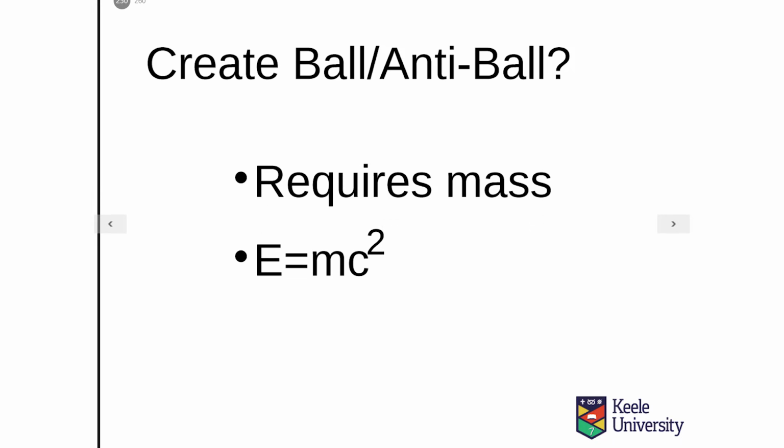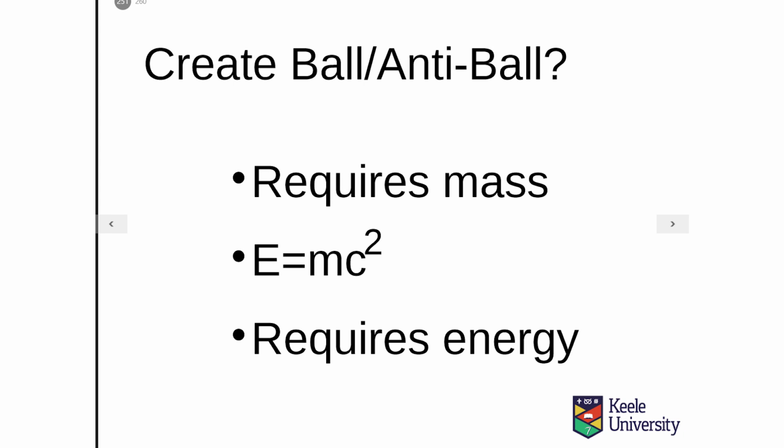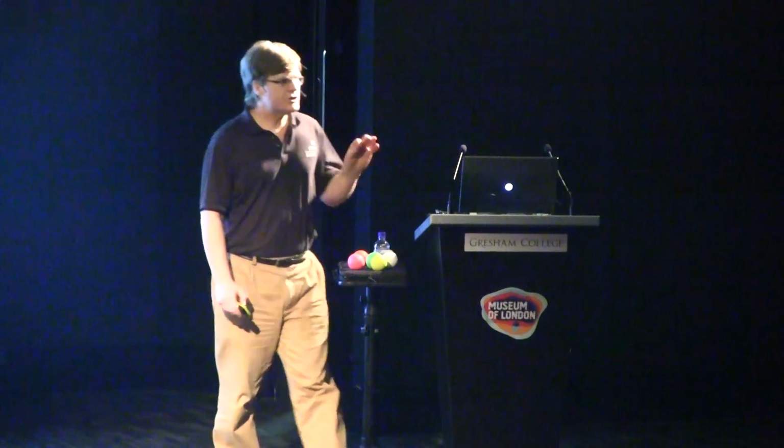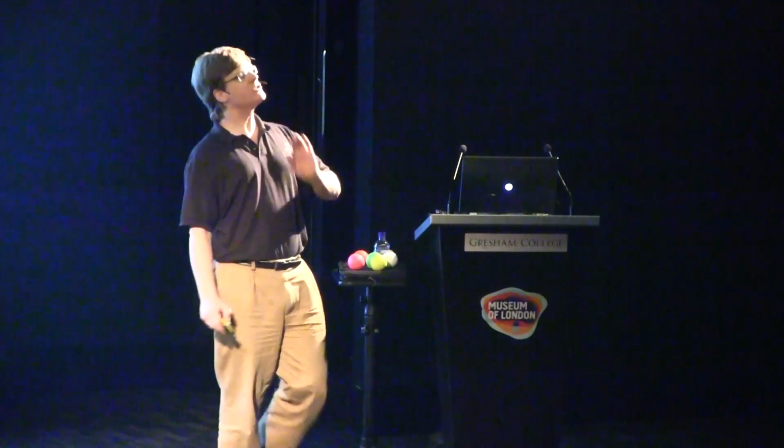E equals mc squared. That means that energy and mass are interchangeable. So this requires energy. But where do I get the energy from? Well, just as there's a quantum uncertainty principle between position and momentum, there's a quantum uncertainty principle between energy and time. And if you've got a very small uncertainty in the time, which we have because I know exactly when the throws and catches are happening, we've got a very large uncertainty in the energy.